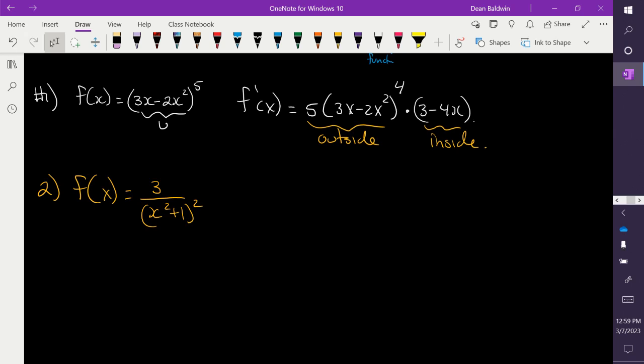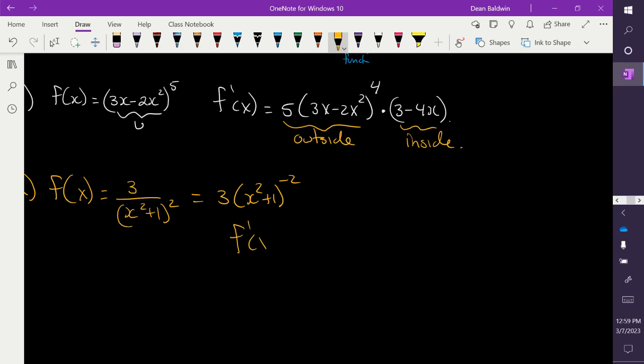Matthew loves it. So I can flip up the x squared plus 1 and rewrite it as 3 times x squared plus 1 to the negative 2. And now I apply chain rule or power rule, which says that negative 2 falls down. What's 3 times negative 2? Then x squared plus 1, take away 1, so what do I get? Negative 3. Okay, so I take 1 away.